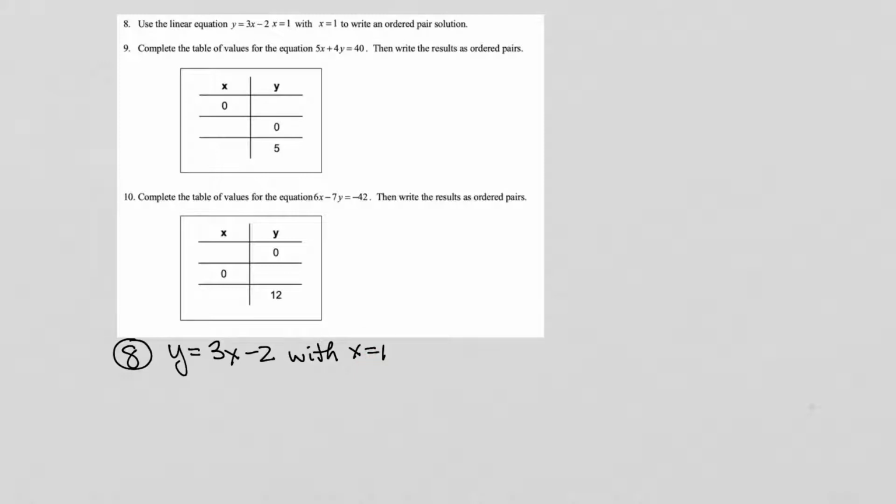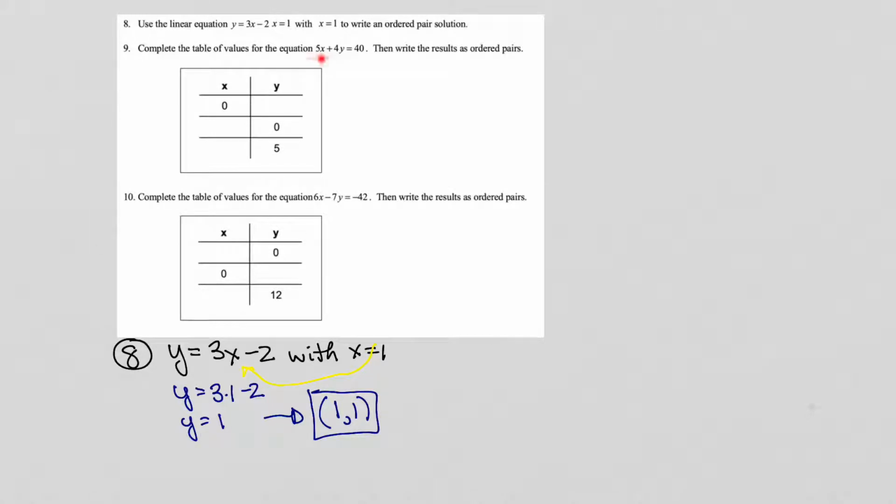So what we're going to do, of course, is just take this 1 and put it right back in here. So it'll look like this. y equals 3 times 1 minus 2. y equals 3 times 1 is 3, minus 2 is a 1. So what we end up with here now is this as an ordered pair solution: x equals 1, y equals 1.